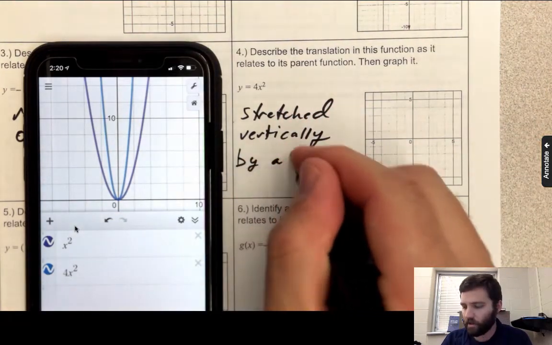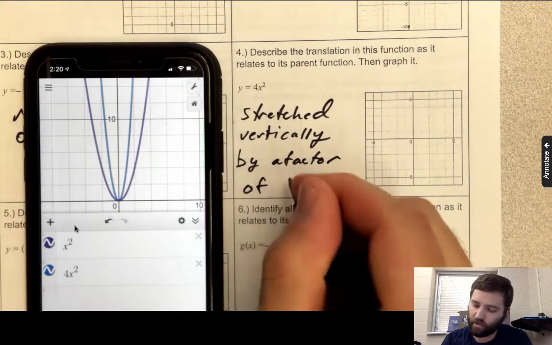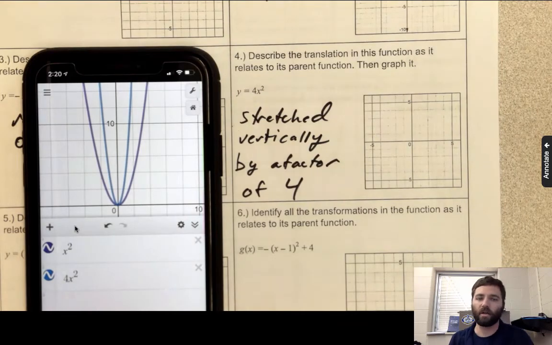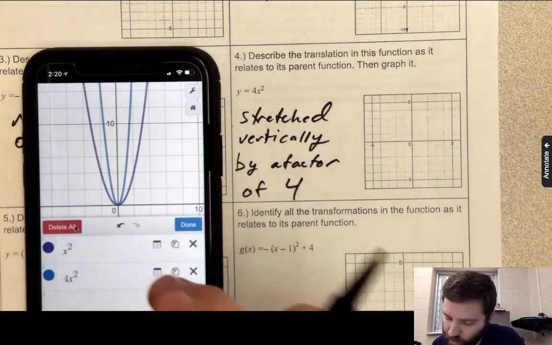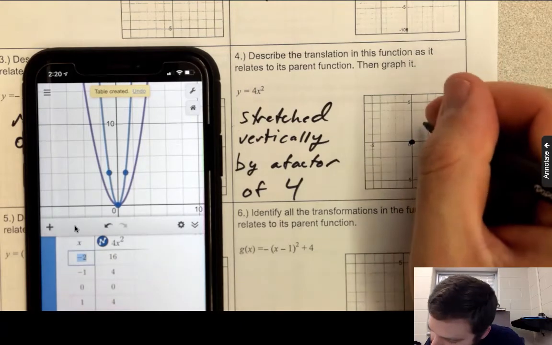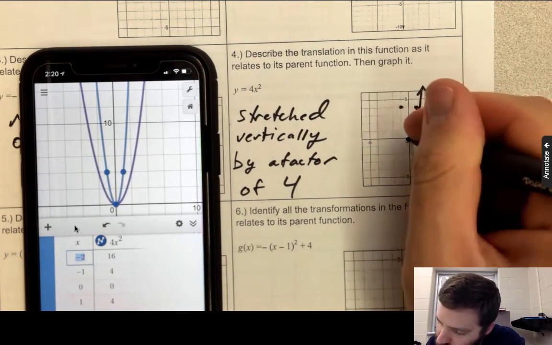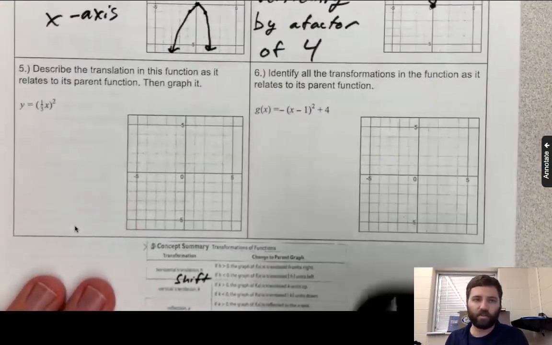And then I don't care too much about this, but sometimes the book will ask, we'll say by a factor of 4. Okay, so how much is it getting stretched vertically? Well, it's a factor of 4 because we're multiplying the whole thing by 4. All right, and again, if you want to pick a couple points here, there's probably not going to be many that we can graph. (0, 0), (1, 4). It's going to go really fast, and (-1, 4), and there's your graph.